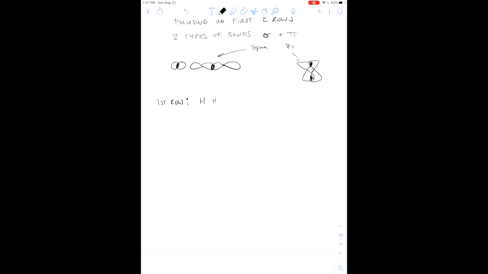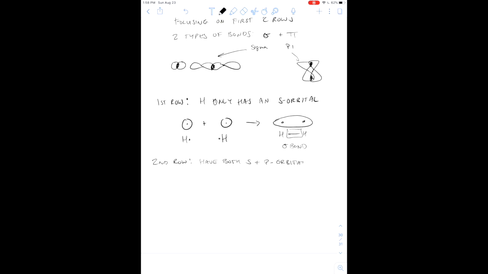First row, we have hydrogen. It only has an s orbital, and so here, remember the s orbitals are spherical, and we can have two hydrogen atoms coming together to form a larger molecular orbital like this, and a hydrogen-hydrogen single bond, which is the sigma bond. Okay. For the second row, we have both s and p orbitals for bonding.